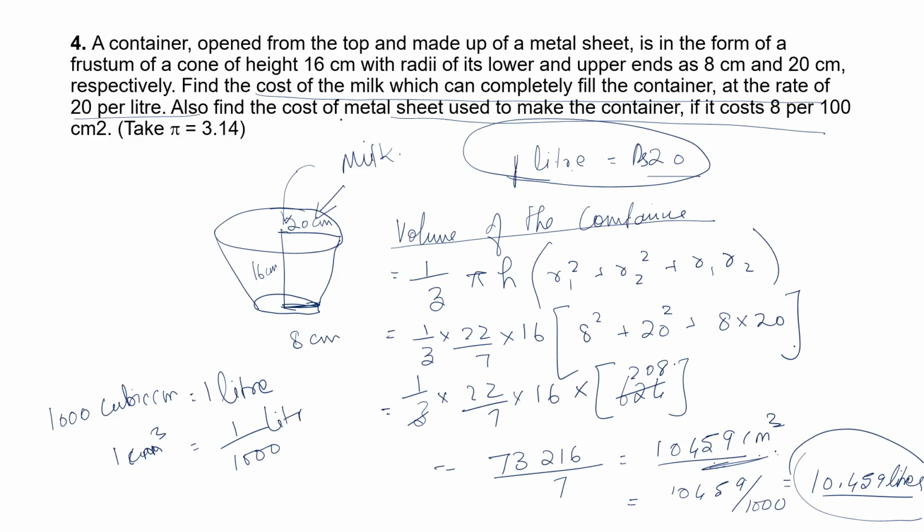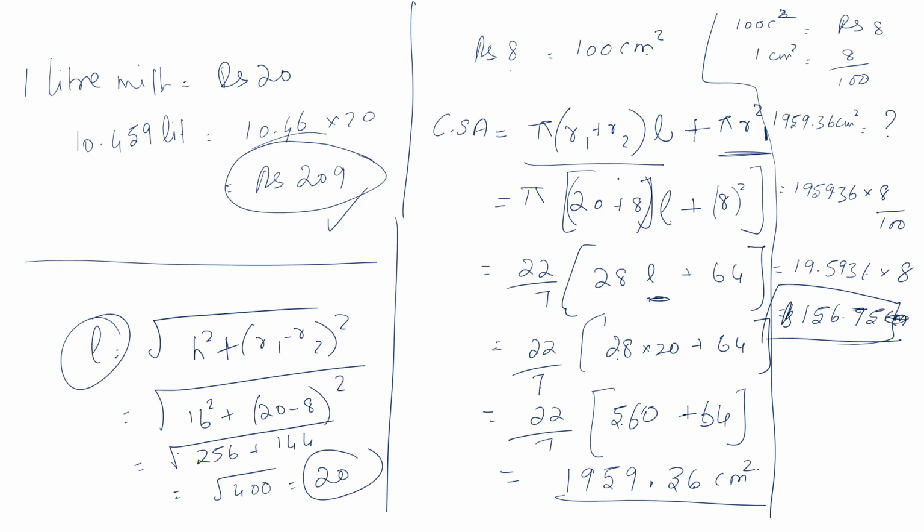The second part is that a metal sheet is used to make the container, and we have to find the cost for that. The top of the container is open, so only the bottom is closed. So the total area required is curved surface area plus bottom area. While finding this, we see that L is not given, so we have to find L and substitute it. After substituting, we get some centimeter square. This is the total area to make the container.